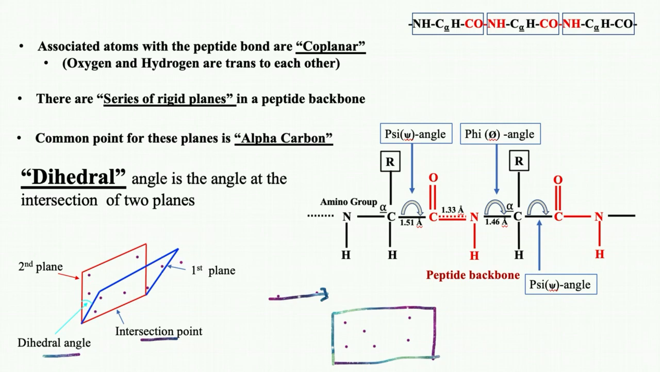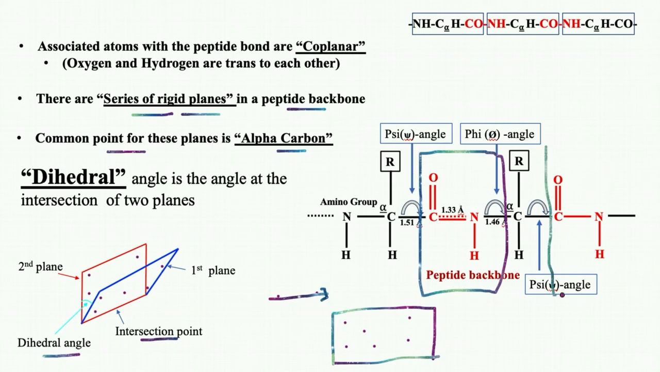Now let's apply similar knowledge to the peptide backbone. In a peptide backbone, we have a series of rigid planes, and their common point of intersection is the alpha carbon. So let's discuss that through this peptide bond. I would like to draw the form of one plane. So this is, for instance, one plane, and that is the second plane.